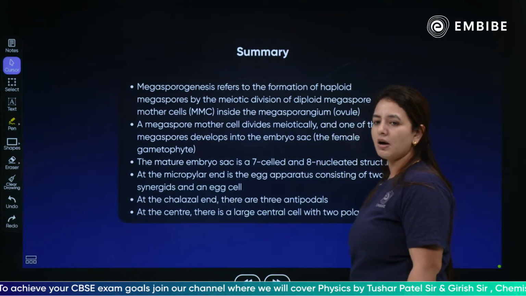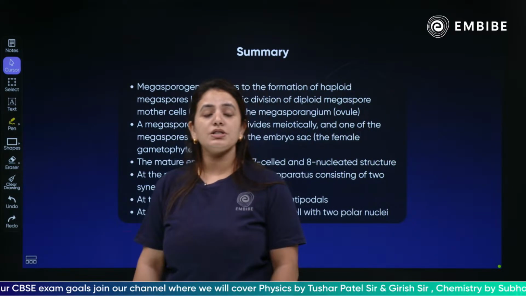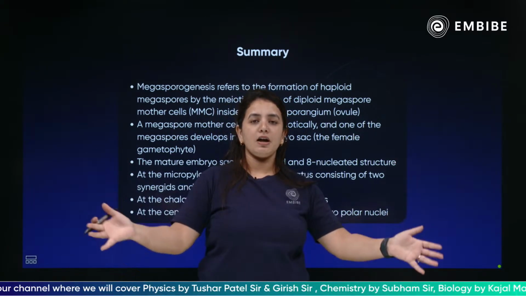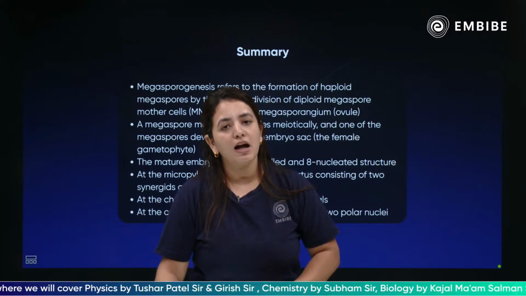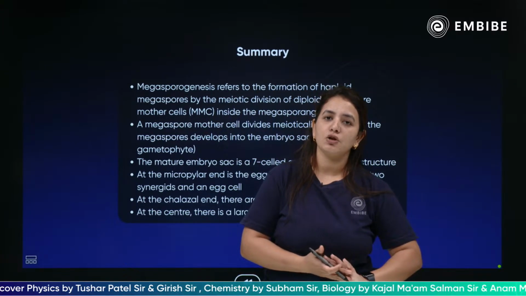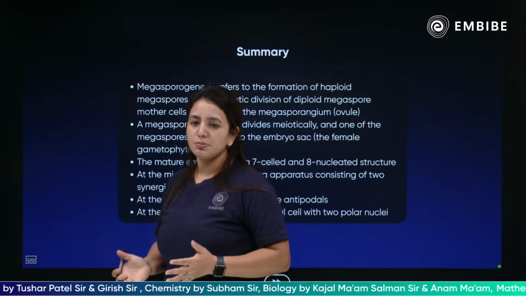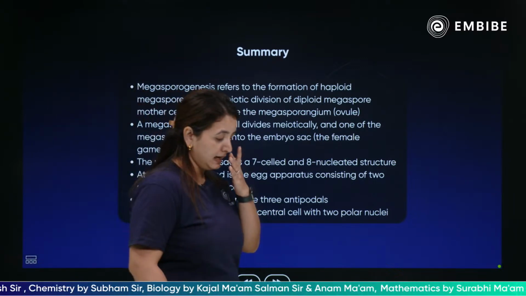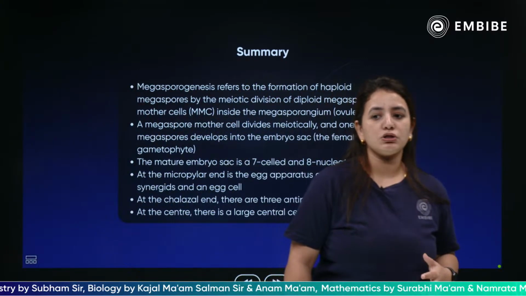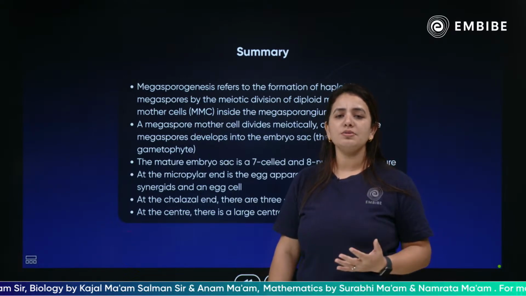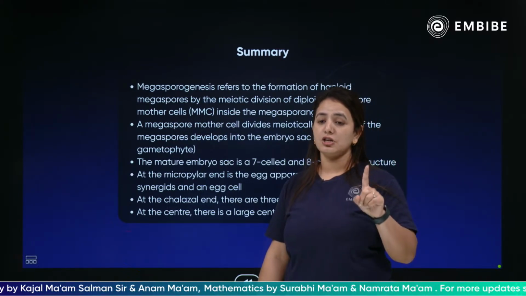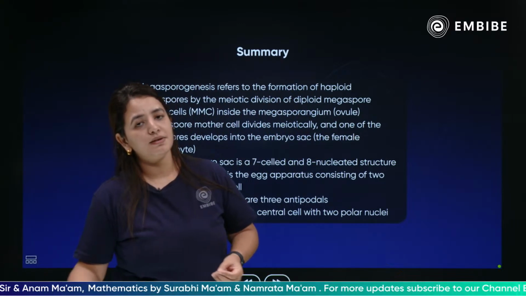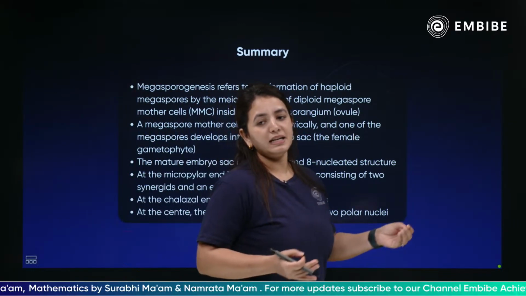So children, here we come to the end of our session, which is the pistil, megasporangium, megasporogenesis. We have learned that the pistil or the carpel is divided into stigma, style and the ovary. There is megasporogenesis which takes place. The megaspore mother cell, which is diploid in nature, undergoes meiosis and forms megaspores, of which one functional megaspore eventually divides mitotically to form the 7-celled, 8-nucleate stage.